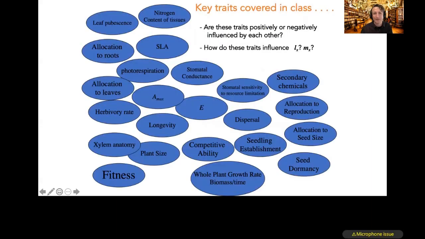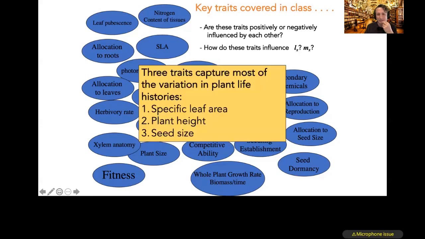All right, so we covered many different traits in class. We talked about secondary chemicals, differences in photorespiration, roots and how plants can allocate differently to roots. We talked about leaf pubescence, photosynthesis, differences in plant size. Now, all of these traits together, these different functions, are going to influence how well a phenotype survives and or reproduces in a given environment. So I could ask you, for example, to speculate how these different traits in a given environment may influence survivorship or how they may influence reproduction.